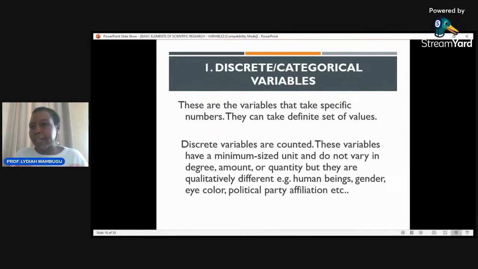Your gender, unless, of course, now we know there are those who are in between, but let's look at it from the way we know our society to be. We know there is a male and there is a female, so there is no way you would be in between. Even those who are changing don't become men today and women tomorrow. If I change to be a man, I will now be in that class of being a man fully. If I'm talking about your eye color, it is blue or brown, there is no way there will be any in between. So those are discrete, and they're also called categorical because they can only take whole numbers.